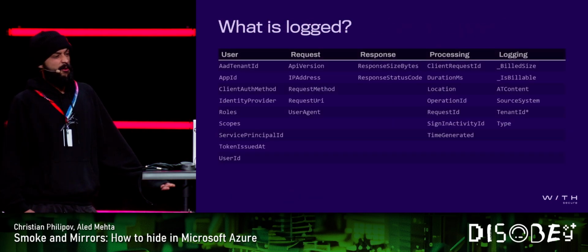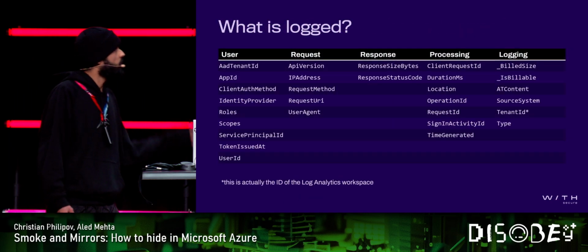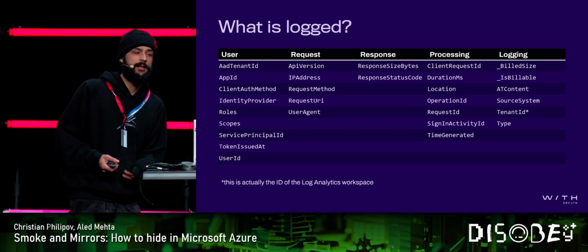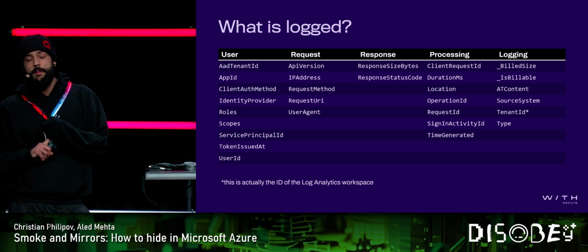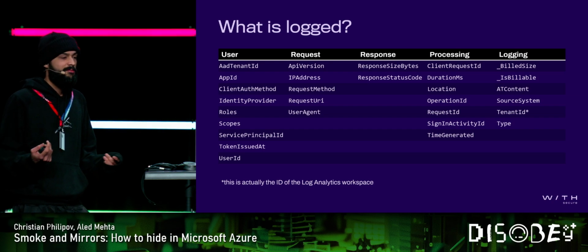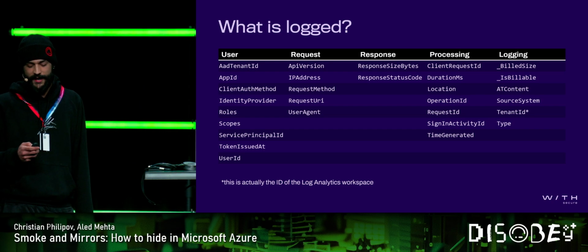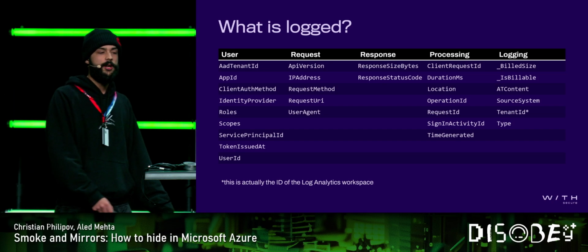So just to get an idea of what kind of information we have available here, I'm not expecting you to remember all of this, but this is what gets surfaced through the Microsoft Graph activity logs. We've got information about the principal that's making the call, what the request is, what the response is, whether that's successful, what body was sent back, etc. So we've got some quite interesting metadata there.